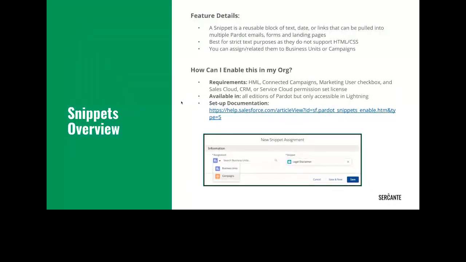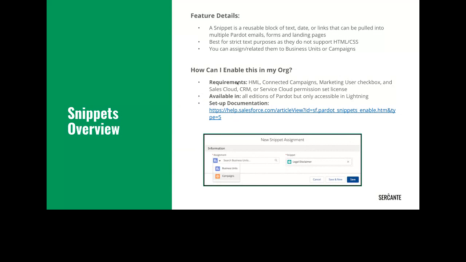All right, so snippets. A snippet, another tool that I think a lot of us forget is available. A snippet is a reusable block of text, date, or links that can be pulled into Pardot emails, forms, and landing pages. It's best used for strict text purposes since they don't support HTML or CSS. And you can assign them to either a business unit or a campaign. So they have a direct relationship with either a business unit or a campaign in your org.